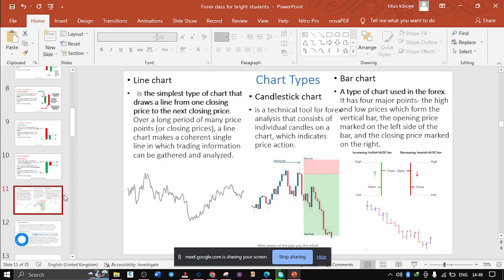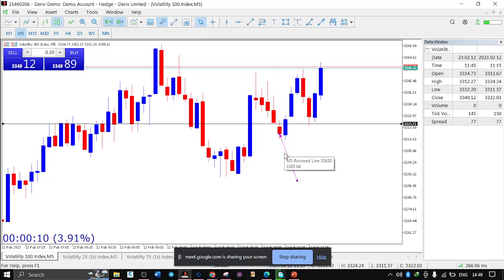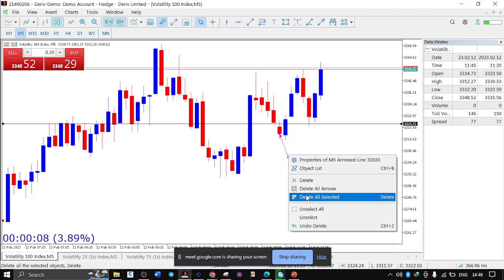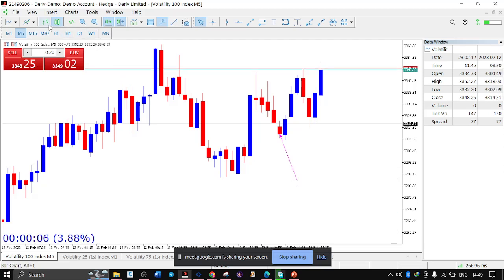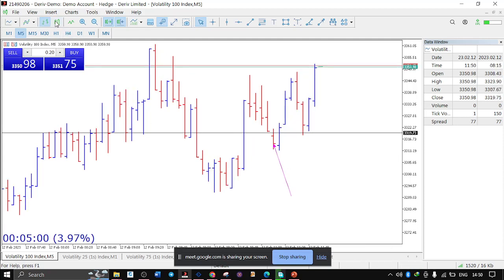So we have different types of charts. This one's called a line chart. Like the way you marked a chart in senior 4 when you used to draw charts. Here these charts are being marked by the closing prices only. This is the close of this candle, where I'm pointing the arrow. Now when we switch to line chart, it is here.